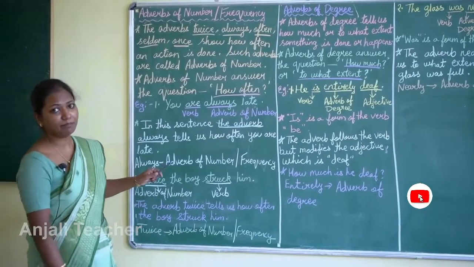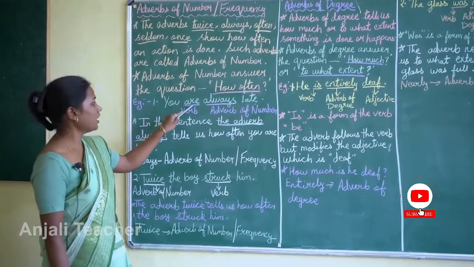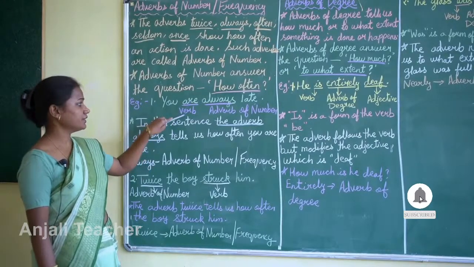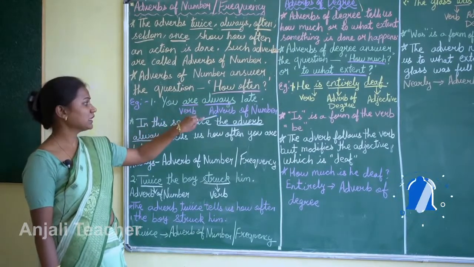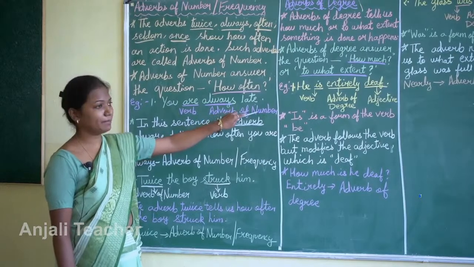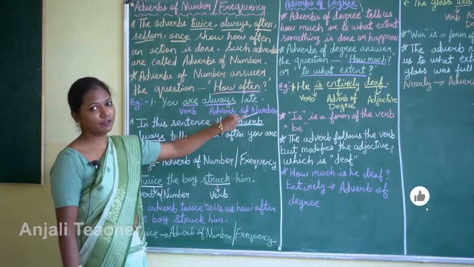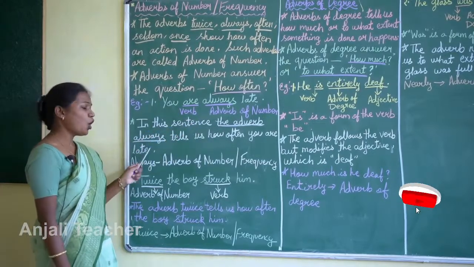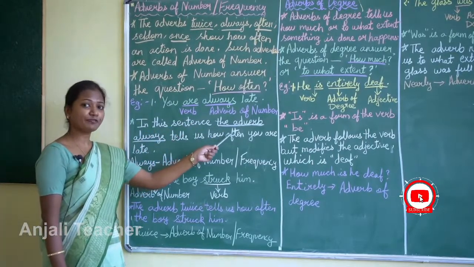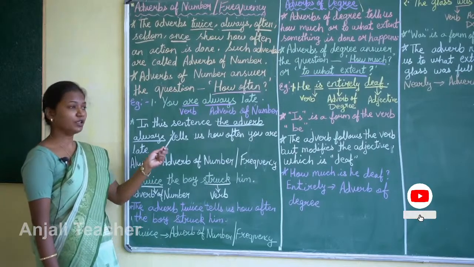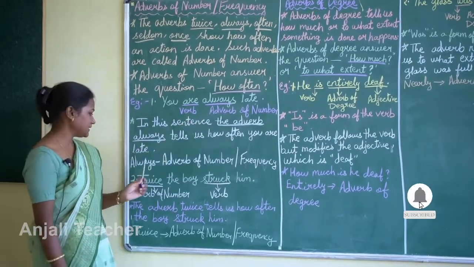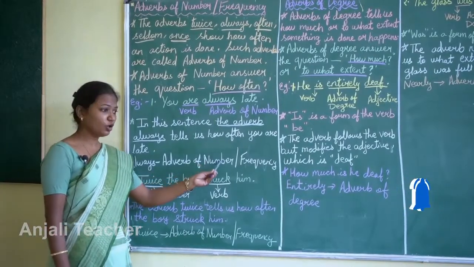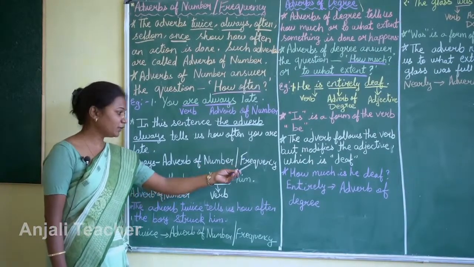Now let's see the example. You are always late. Here are is the verb, always is the adverb of number, or you can say adverb of frequency. In this sentence, the adverb always tells us how often you are late. How often are you late? Always. You are always late. So here always is the adverb of number, or adverb of frequency.